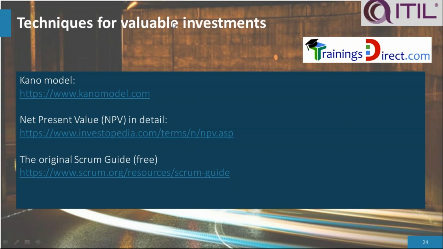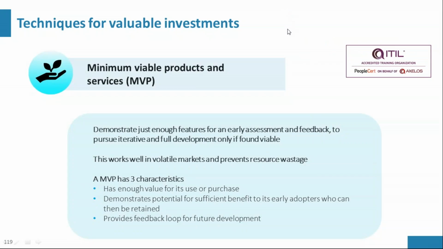Another technique for prioritization is minimum viable products and services. They demonstrate just enough features for an early assessment and feedback, to pursue iterative and full development only if found viable. It's like doing a small portion. If it is working well, selling well, then do much more on it. This works well in volatile markets and prevents resource wastage.